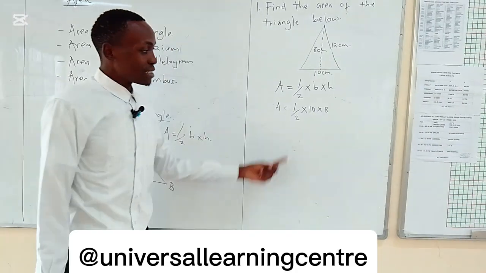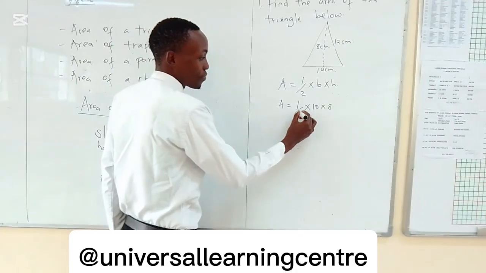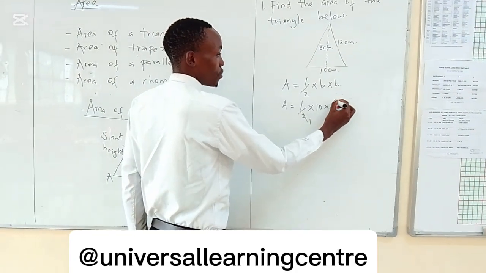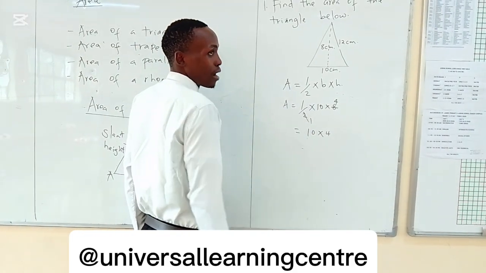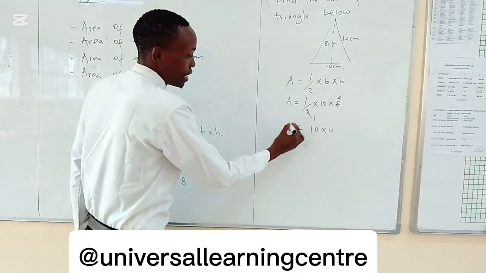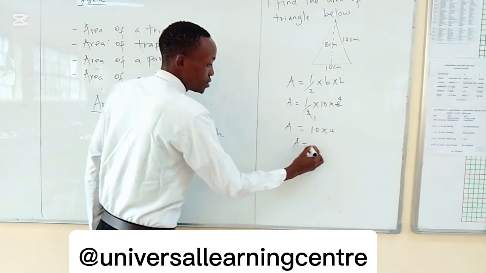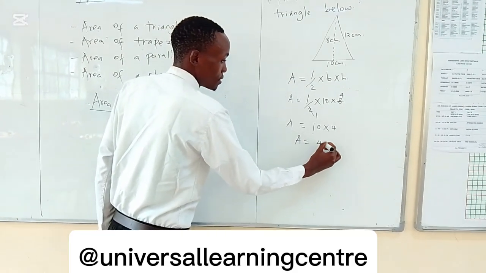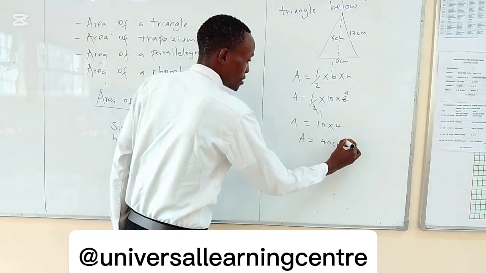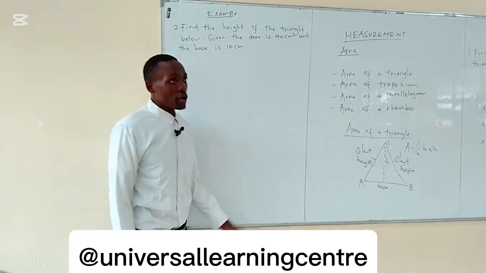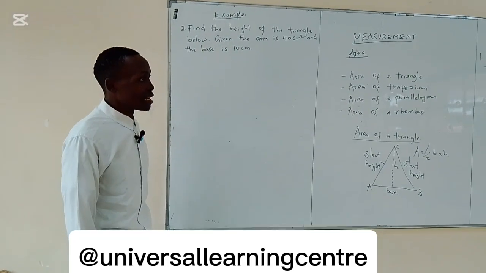So there are some of the numbers that can cancel. You can cancel half by 2, 1 and by 2, 4. Now you're going to multiply 10 times 4. And when you get the answer, that will be the area. So the area is going to be 10 times 4 is 40. Then don't forget to write the units, which is centimeters squared. You can be given another question or an example.